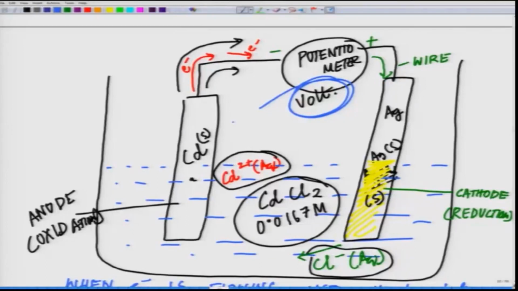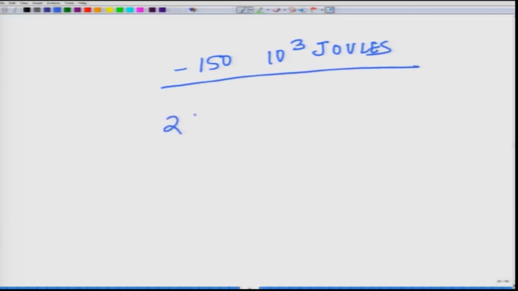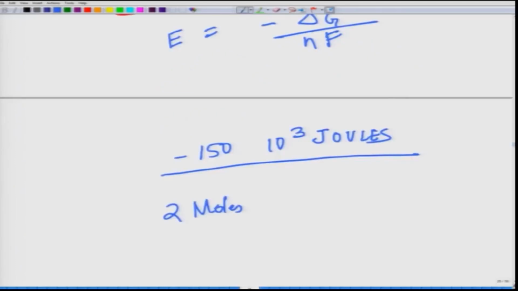Okay. So, you have other parameters. You know this reaction will happen at minus 150 kilojoules per mole of cadmium consumed. So, the value of E will be minus 150 into 10 to the power 3 joules, since that was in kilojoules. So, I am converting that into joules, divided by 2 moles multiplied by F, Faraday's constant, which is 9.649 multiplied by 10 to the power 4 coulomb per mole.